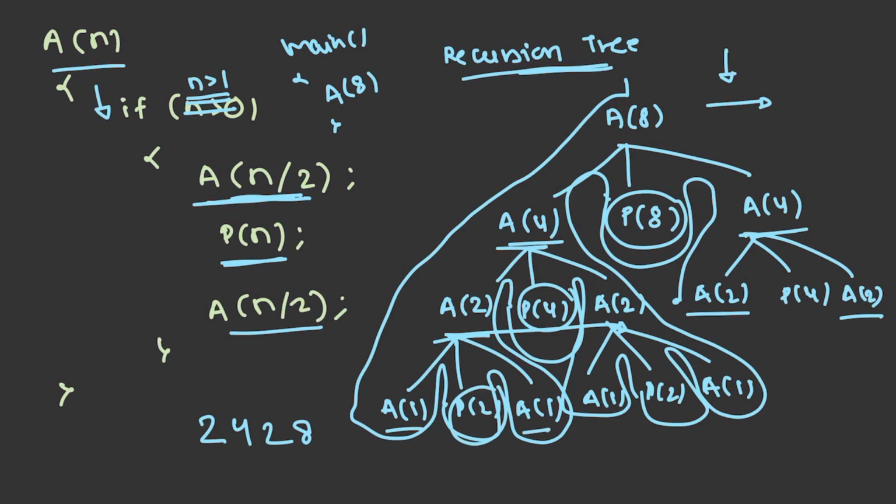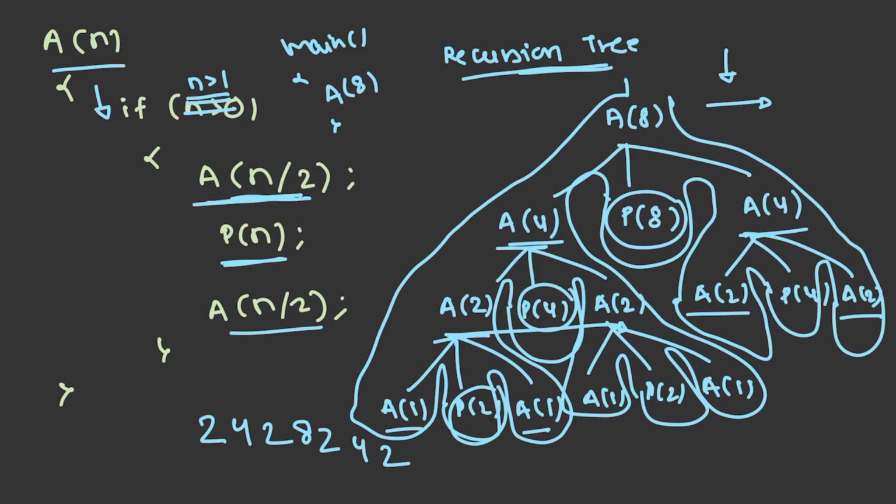2 has to be printed. So 2 will be printed here. Similarly 4 will be printed. Followed by that, here also 2 will be printed and it completes the execution. This is the output for this recursive function.